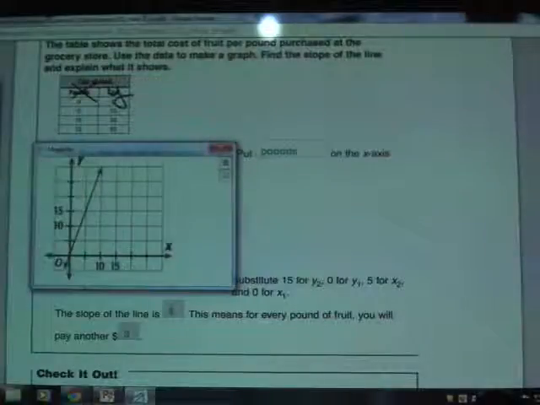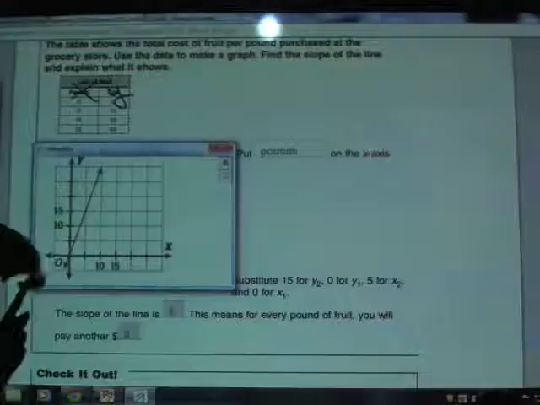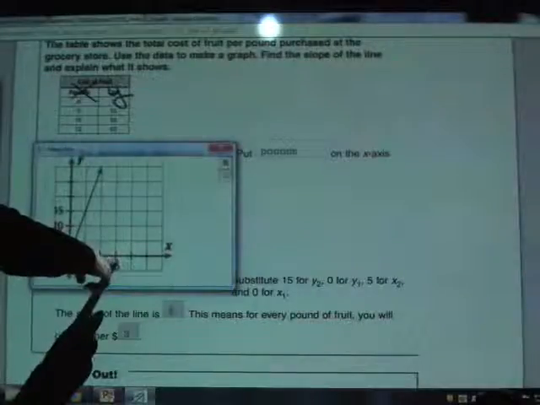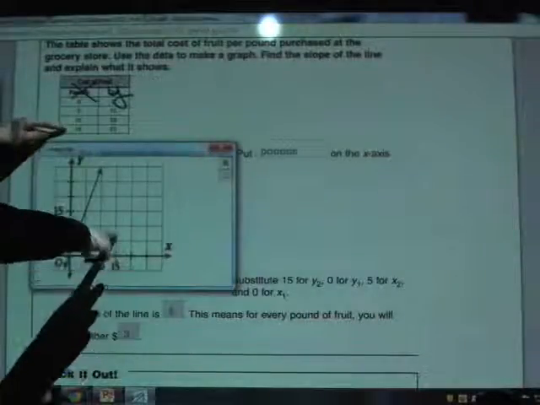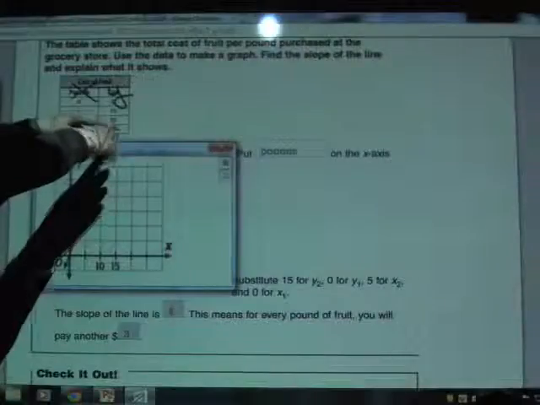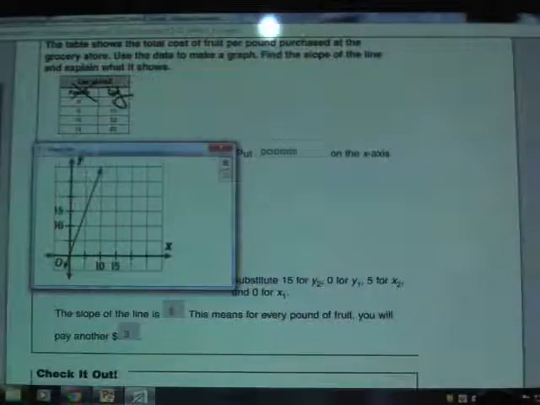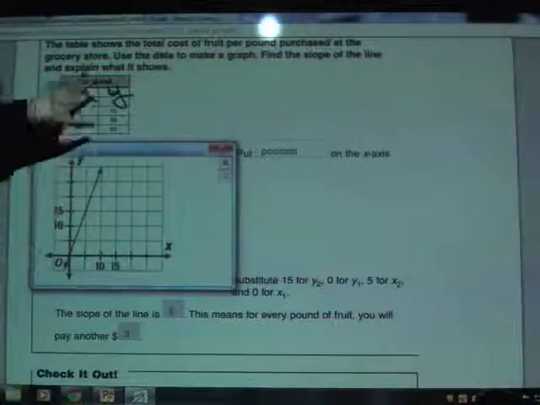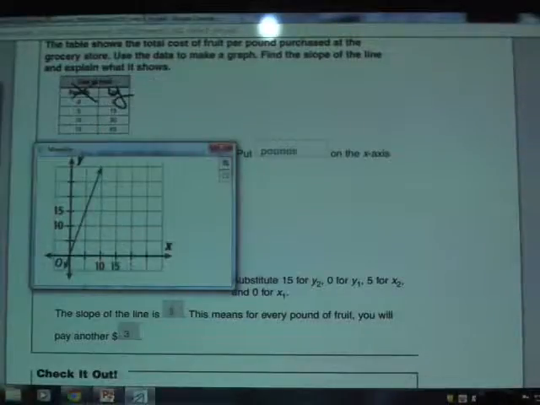Now, my next marker is actually off the graph, but we could figure it out. 15, 45 means I'm going to go over to 15 on the x-axis, up to 45 on the y-axis. Those are going to meet around here. That's where that next point would be. And so there's the graph based on this table.